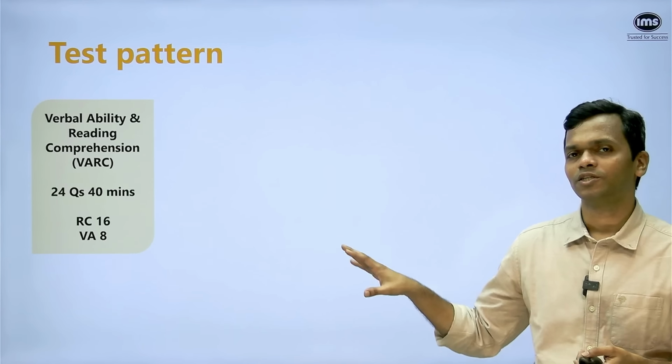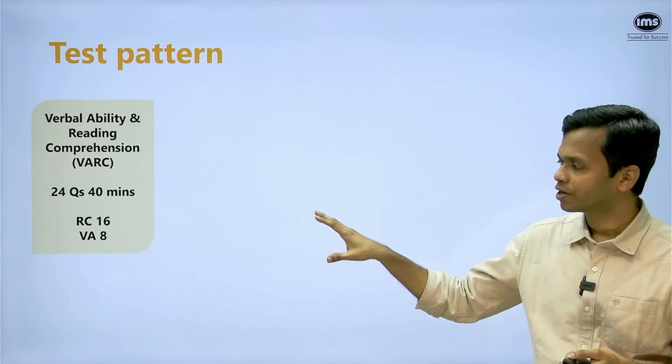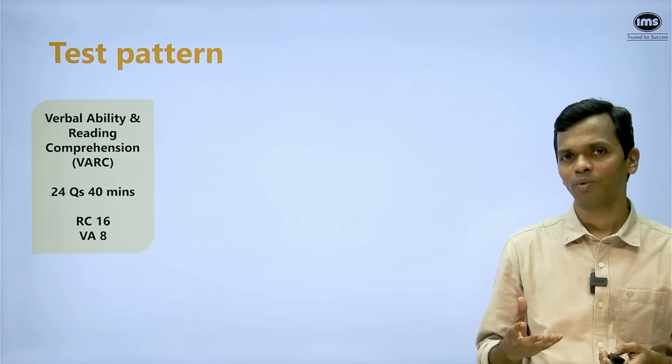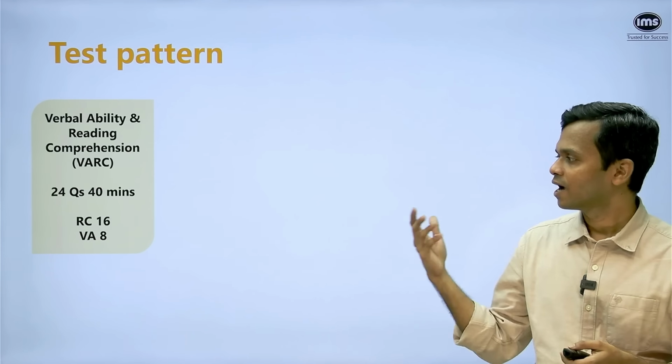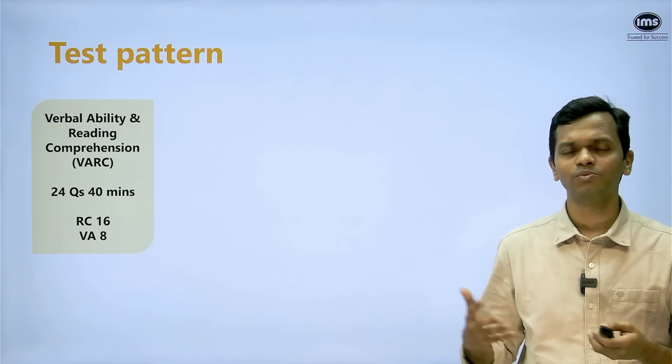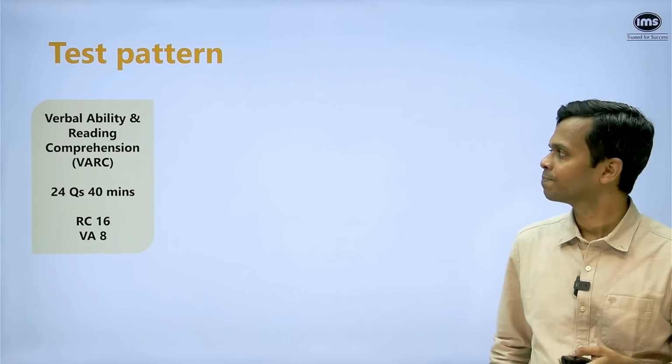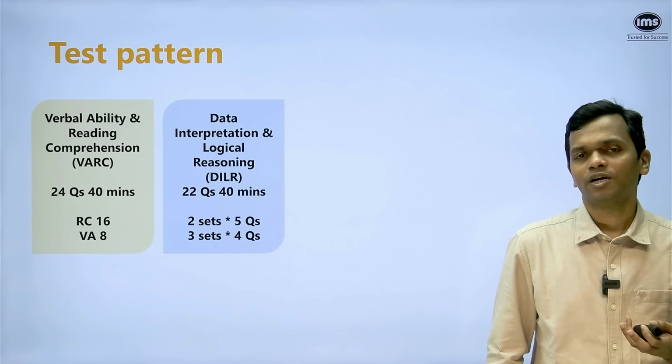Now in the VRC section, the composition is 24 questions: 16 questions of reading comprehension, which are the passages, and 8 questions of verbal ability. We'll see what each of these are as we progress. Then you have data interpretation and logical reasoning.